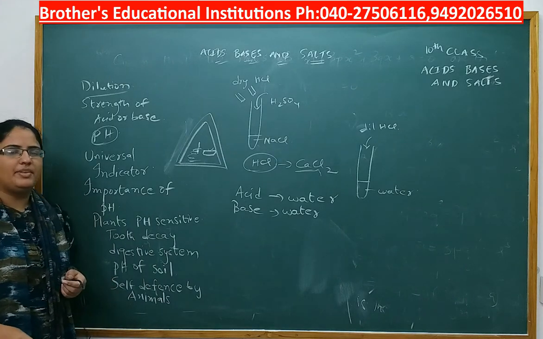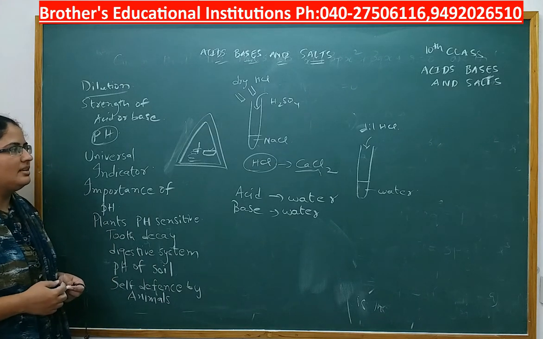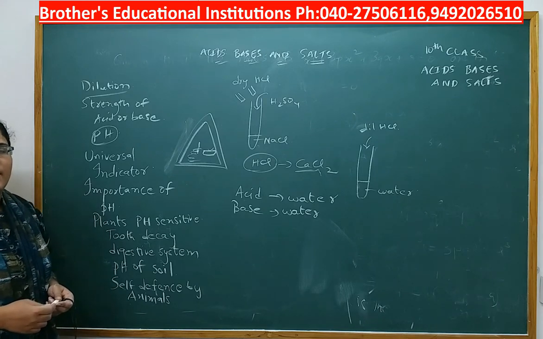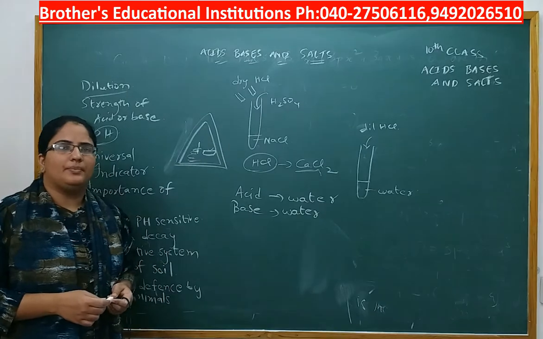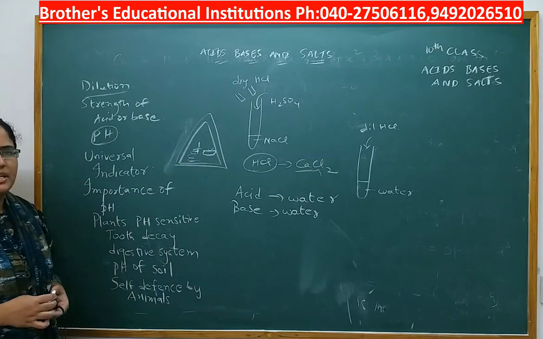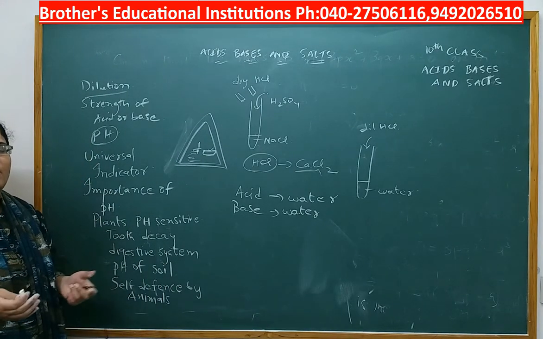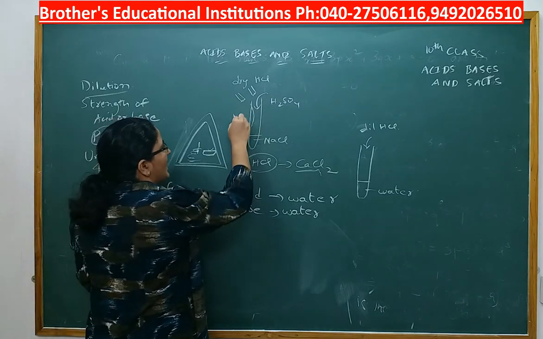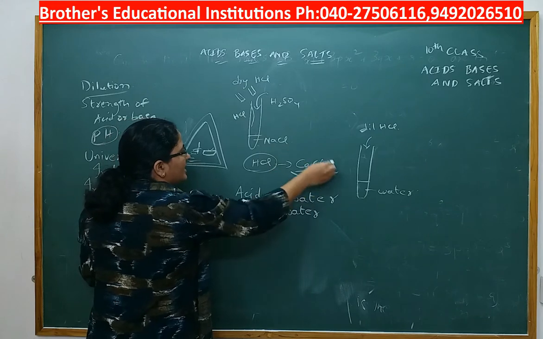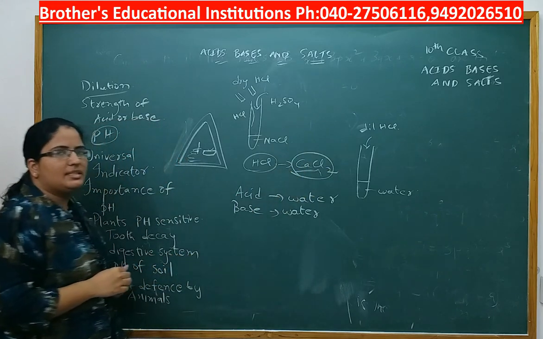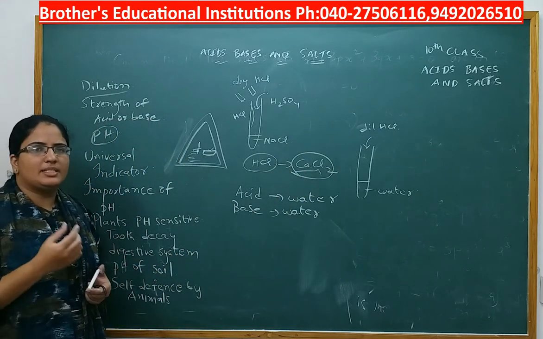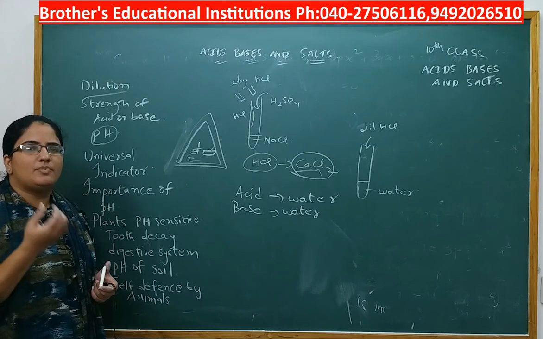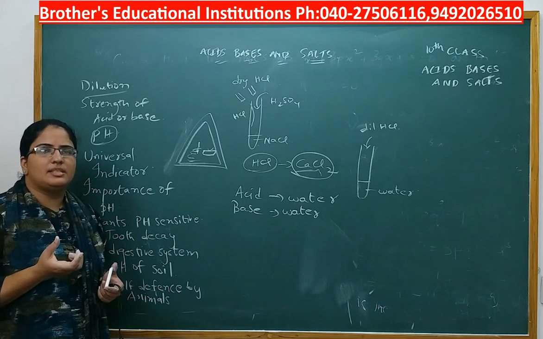Hello students, in the previous class we discussed that dry HCl gas is not an acid but it behaves like an acid only in the presence of water. So if the atmosphere around you is moist, what you can do is pass this dry HCl gas through CaCl2. If there is any moisture in it, CaCl2 absorbs that moisture. Once again the gas is dry.